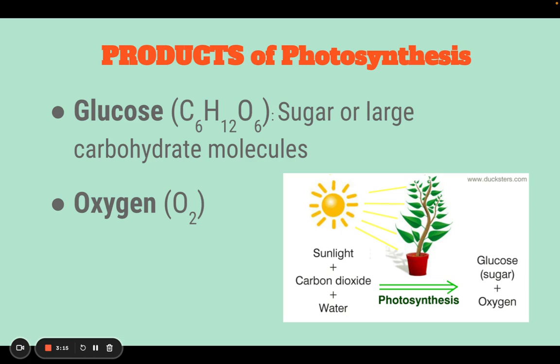The products of photosynthesis are glucose, which is C6H12O6, so sugar or large carbohydrate molecules, and then oxygen or O2.